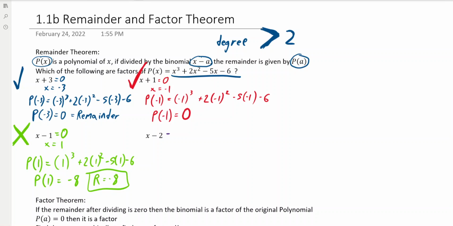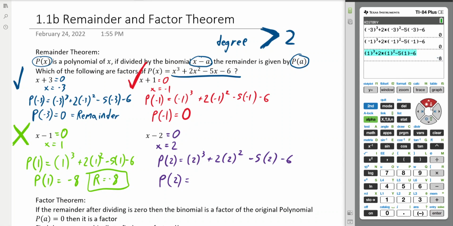Okay, looking at our last one, we're going to rearrange to solve for x. So that gives us positive 2. So the same process, putting in the 2 instead of x. So 2 cubed plus 2 times 2 squared minus 5 times 2 minus 6. P of 2 equals, and we're going to put it into this equation, but replacing all those 1s with 2s.